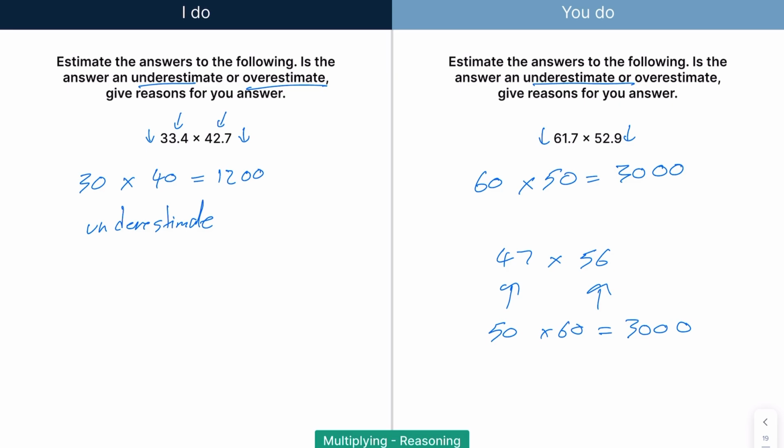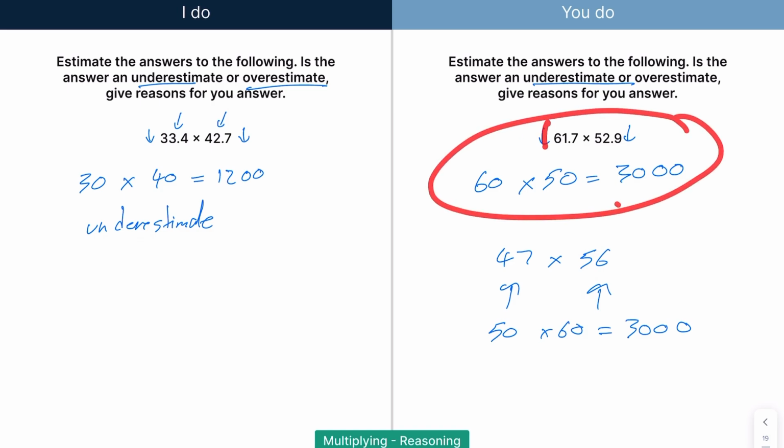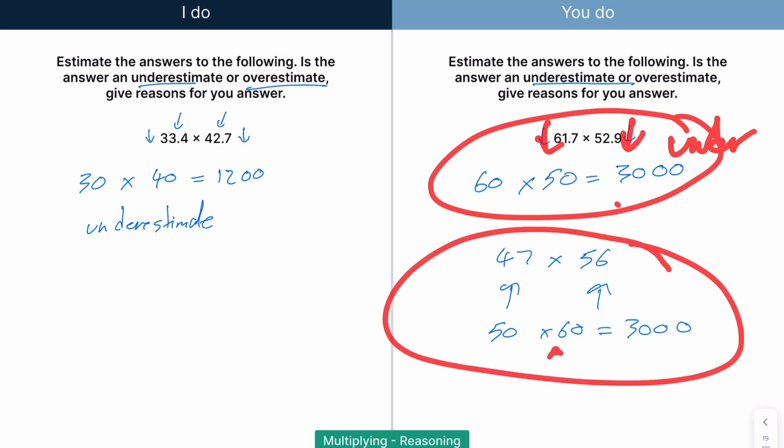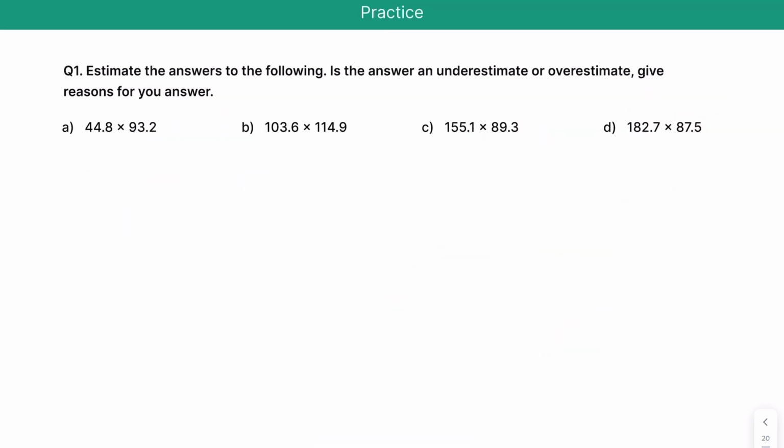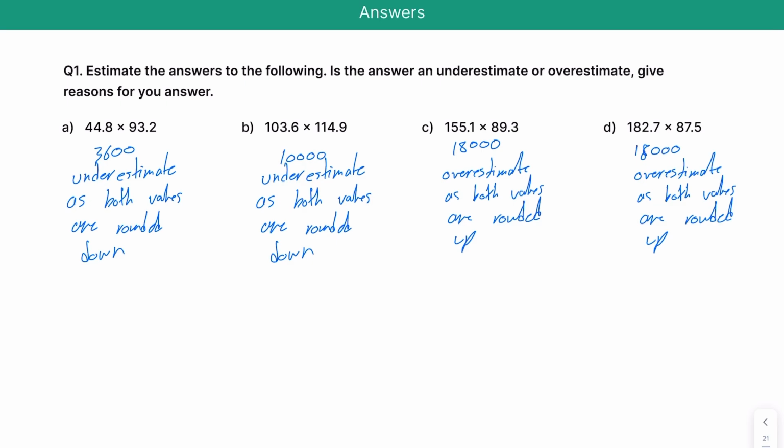So all you need to know is if both are rounded down, it's an underestimate. If both are rounded up, it's an overestimate. So the answer to this bit here is an underestimate because they've both been rounded down. So this is under. And the answer to this bit here is an overestimate because they've both been rounded up. So here's some practice questions. Press pause and have a go. Here are the answers. Mark your work.